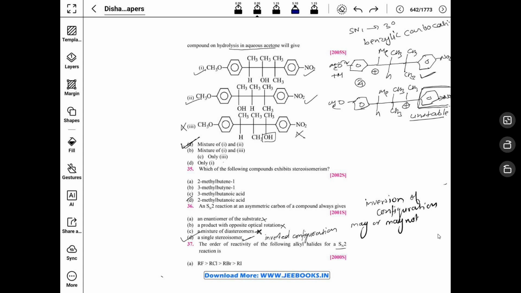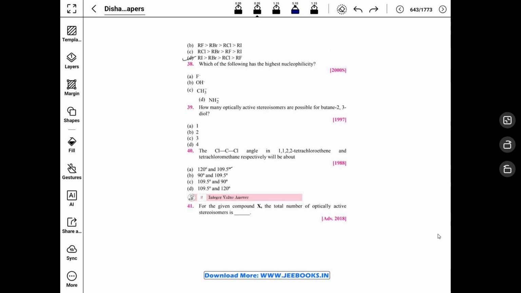The order of reactivity of the following alkyl halides for SN2 reaction. So the order of reactivity depends on the stability of the leaving group. Iodide is more stable as compared to bromide, or we can say that iodide is a better leaving group as compared to bromide, and so on. Therefore, the order of reactivity will be: alkyl iodide is more reactive than alkyl bromide, and alkyl bromide is more reactive than alkyl chloride, and so on. So the correct answer is D.